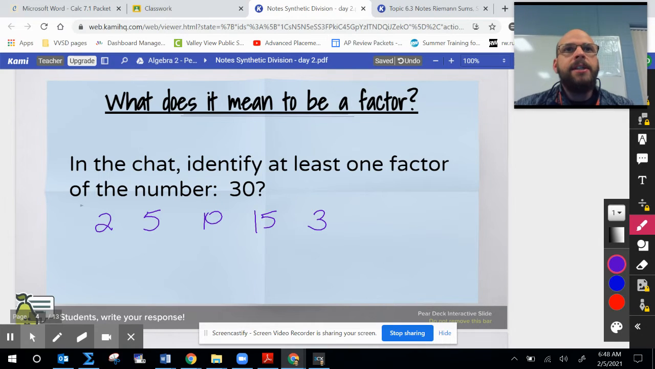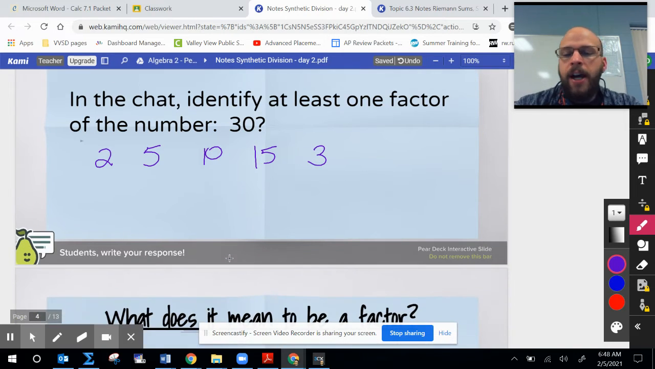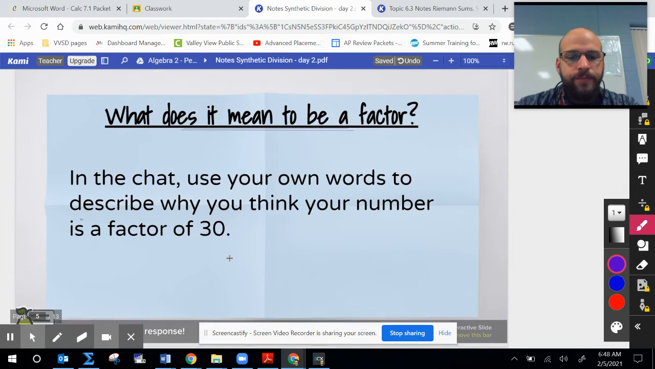And most students tell me the word evenly, right? They divide into it evenly. But I want to really iron down what that means. What does it mean to divide into the number 30 evenly?